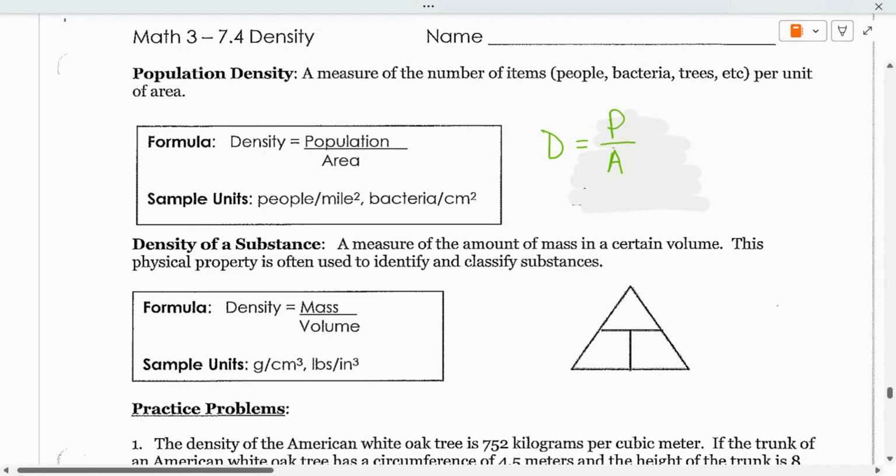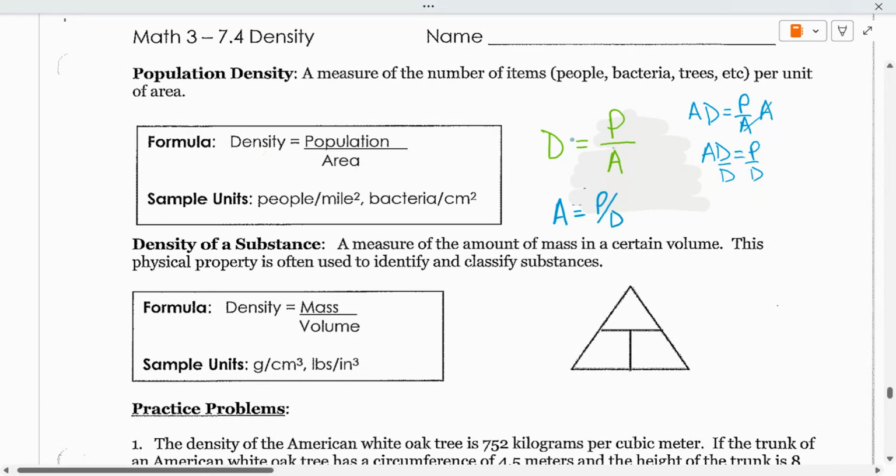So if I wanted to solve this equation for A, let's do that really fast. I'm going to show the work for that. If I wanted to solve this equation for A, I would have to multiply both sides by A. You can just watch. And then I would get A times D equals P. And then I would have to divide both sides by D. So A equals P divided by D.